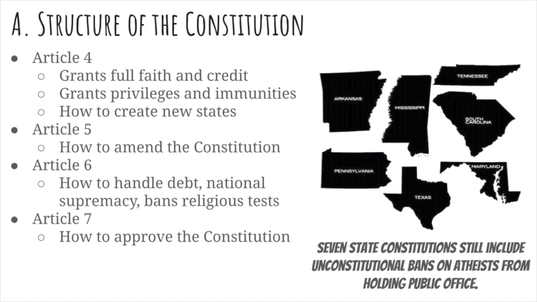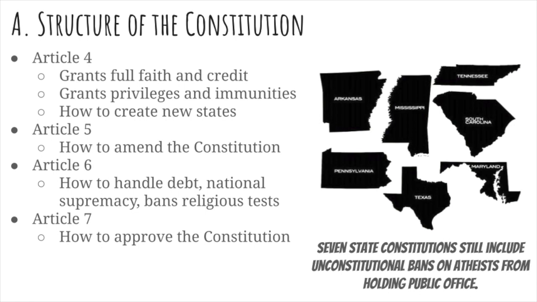Article 4 deals with a couple clauses that need explaining. The first is the full faith and credit clause, and basically all this means is that the state courts from one state have to abide by the rulings of state courts of another state. So, for example, if you are married in Massachusetts and then travel to Kentucky, the state government of Kentucky must recognize that marriage.